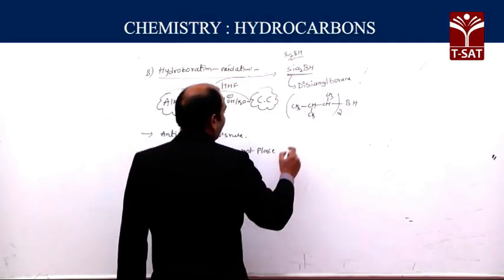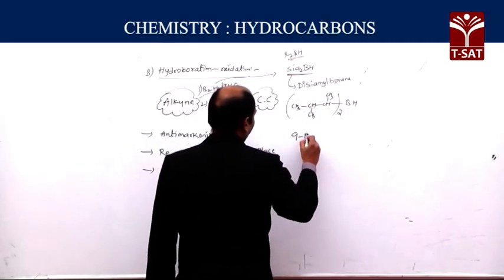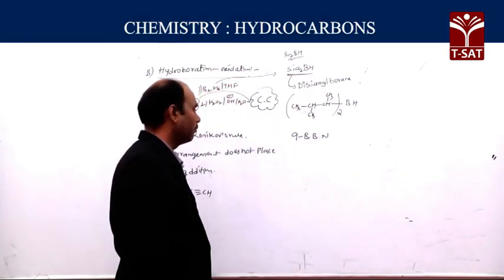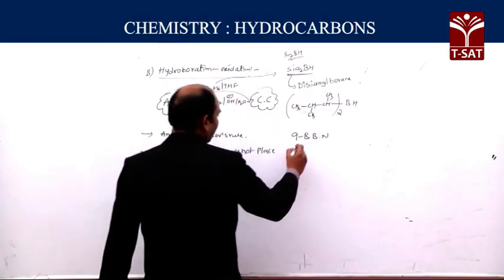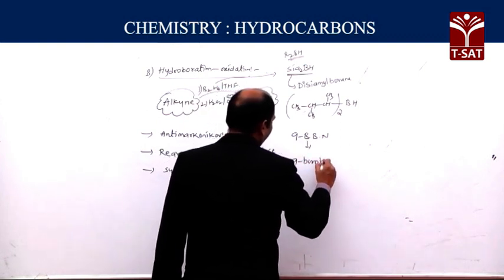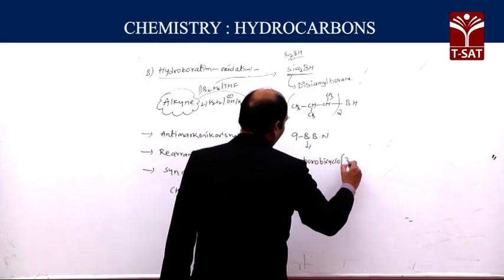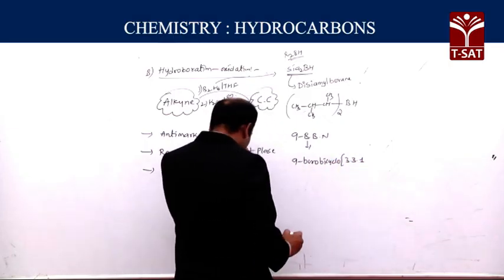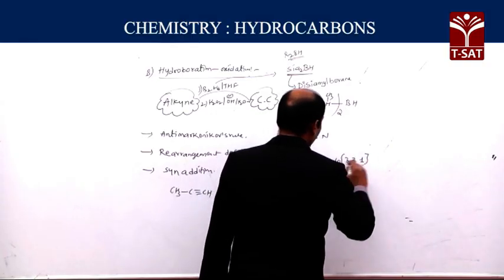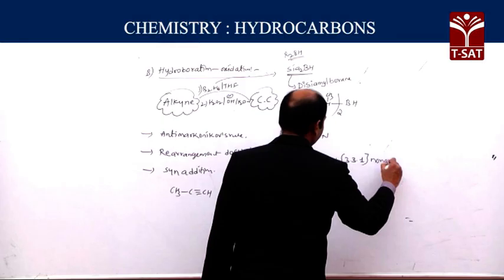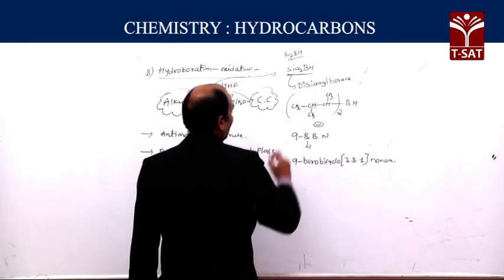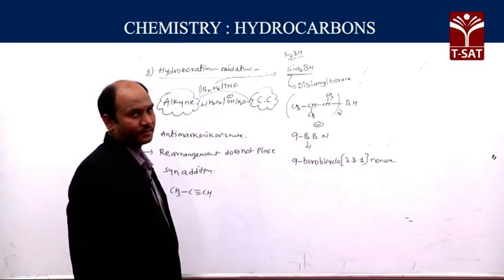Next, not only this one, we can also use 9-BBN, 9-borabicyclononane. 9-BBN is nothing but 9-borabicyclo 3.3.1 nonane. So we can use disiamyl borane, or 9-BBN, or B2H6.